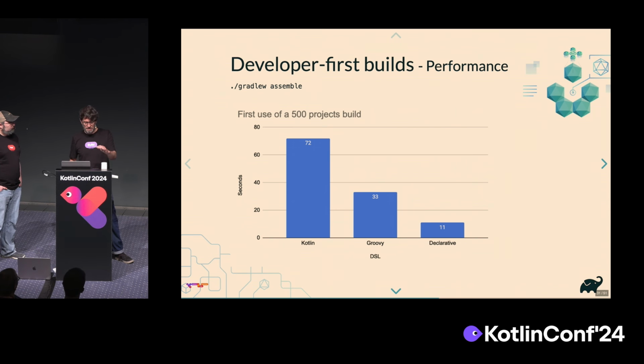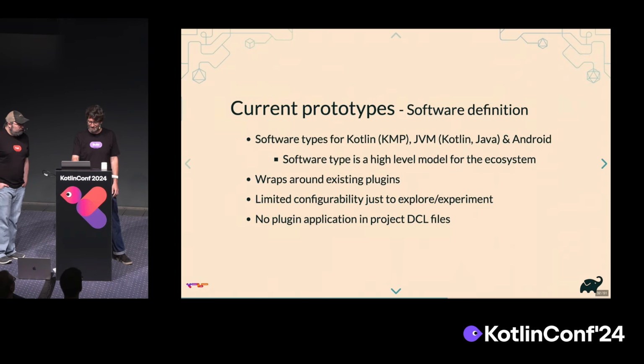So we see that with the Kotlin DSL, we are a bit more than a minute. The Groovy DSL, half a minute. And the declarative DSL, we get to a dozen seconds. This is to be taken with a grain of salt, because we will make things slower by adding features. But we did not optimize anything yet, and we know we have a lot of room for improvements. But it sets a ballpark.